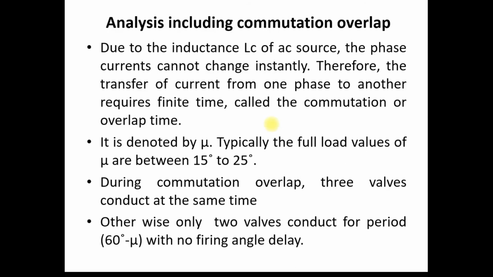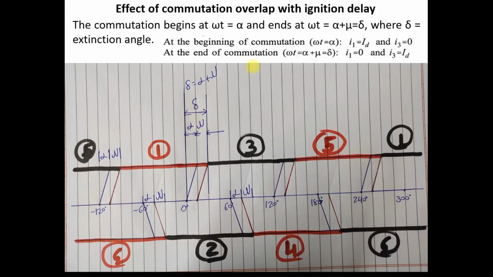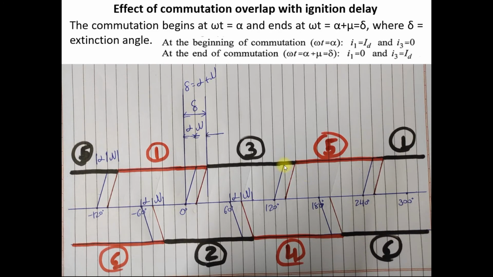So here alpha is calculated from this phase crossover point. So this is your alpha. Here alpha ends, and from this point the commutation angle starts and it ends here. So at this point your valve number 3 is completely off and valve number 5 is completely on from this point. So during this commutation duration, valve number 3 and 5 both are conducting at the same time.